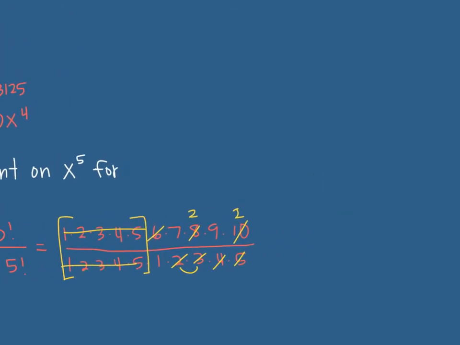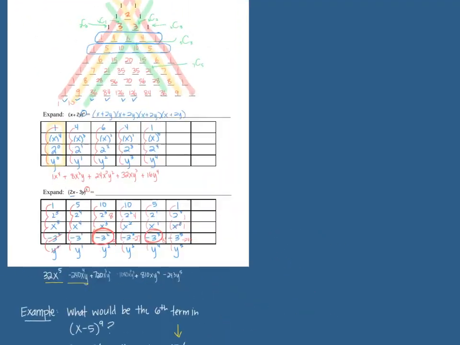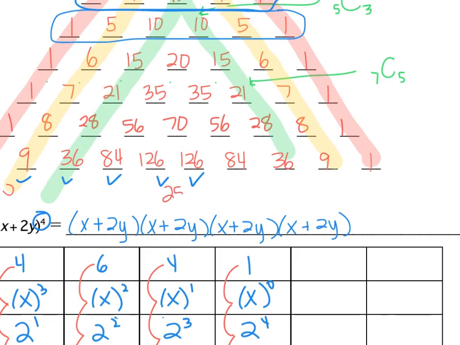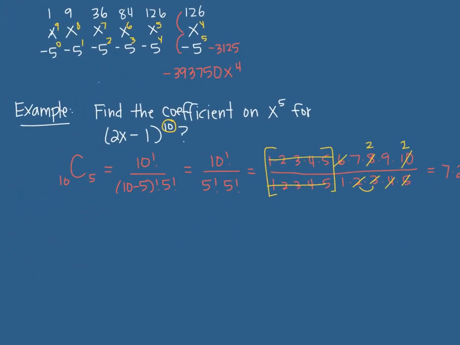So altogether, I'm really just left with a 7 times a 2 times a 9 times a 2. So 7 times 2 is 14, 9 times 2 is 18. We're looking at 14 times 18, which is 252. So if I had done Pascal's triangle, I would have gotten to 252 also, which would have been this term right here, forming the triangle between those three numbers. So 252, but I want the x to the 5th number.